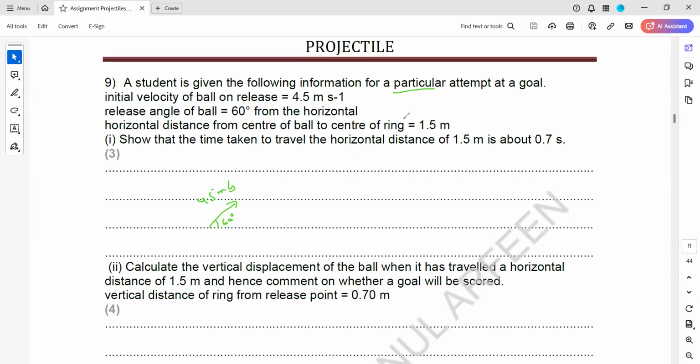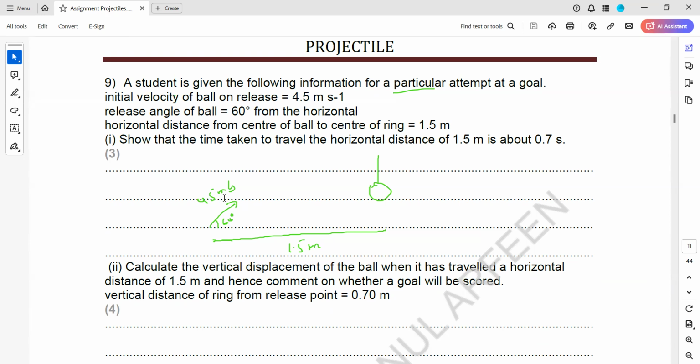So the student is given the following information, and there's a ring here, and this ring is 1.5 meters away. The horizontal distance of the ring from the point where it is being launched is 1.5 meters. In the question, we need the time.